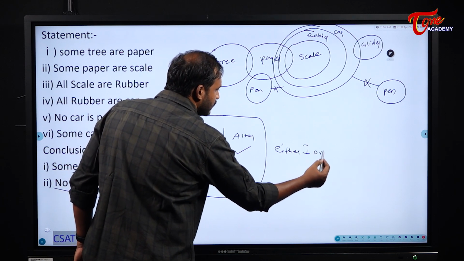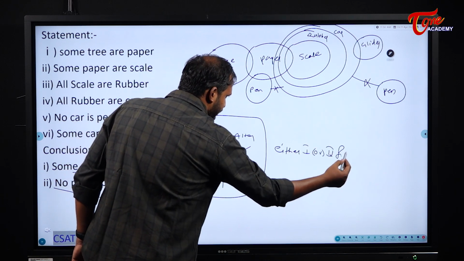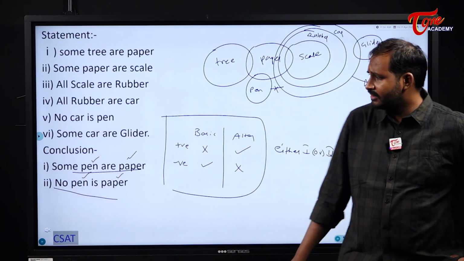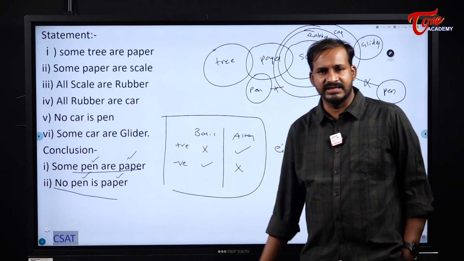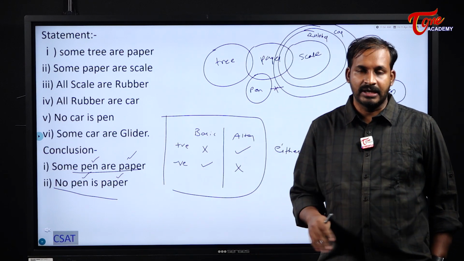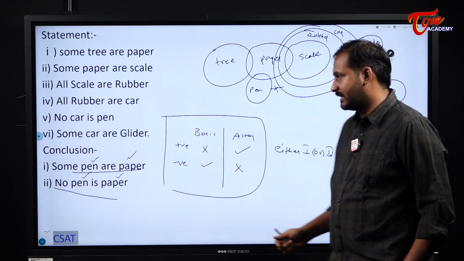It doesn't mean, students, that whenever we have one positive and one negative conclusion for the same elements, we will always get either or. There is a chance to get either or. Sometimes we may not get either or. We will see that also.